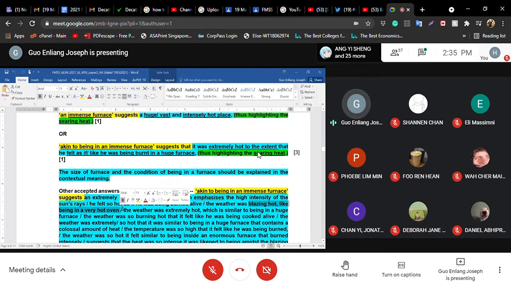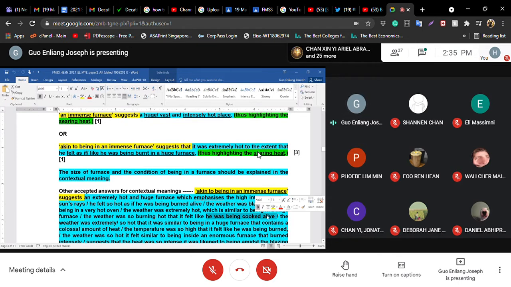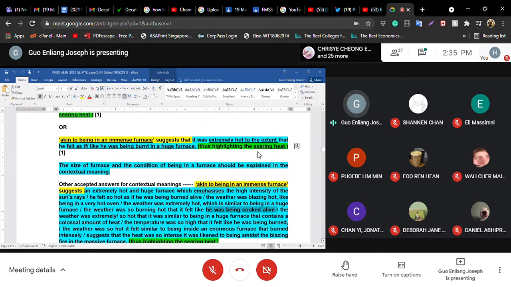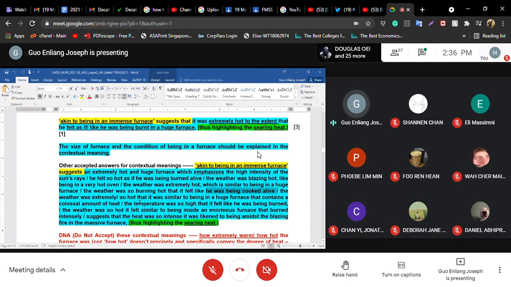I know an oven is not a furnace, but we still give it, because we are not focusing on the idea of the furnace, but the inference, the condition of being in the furnace. Then of course the rest: burning hot, that is the condition. He was being cooked alive. Huge furnace. Okay, these are some of the commonly accepted words. Colossal amount of heat. This is actually about the furnace.